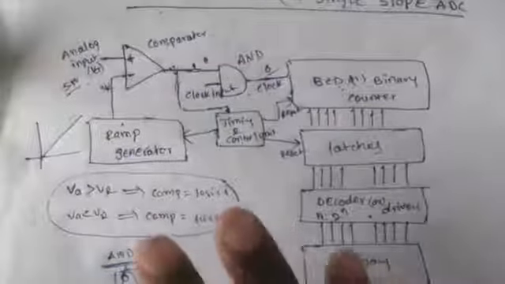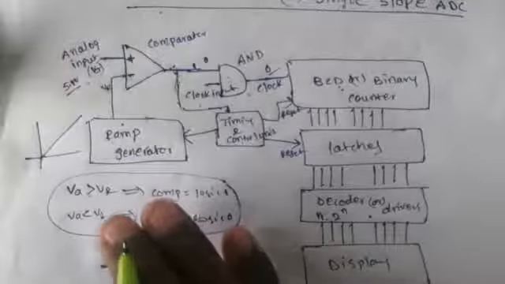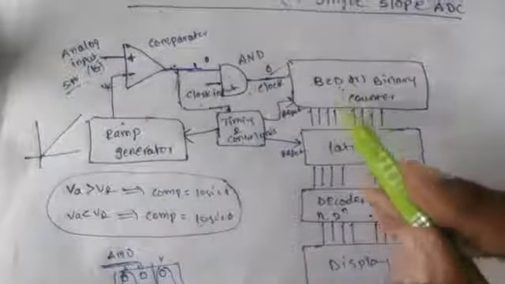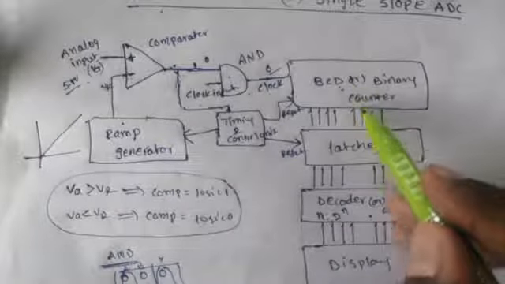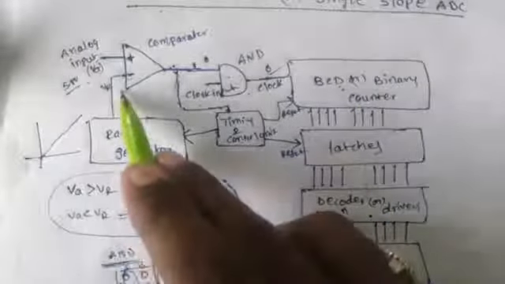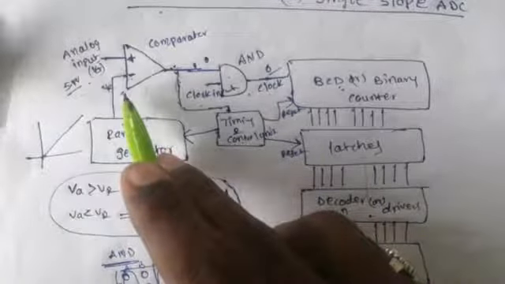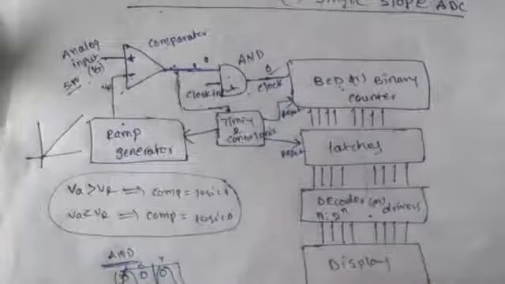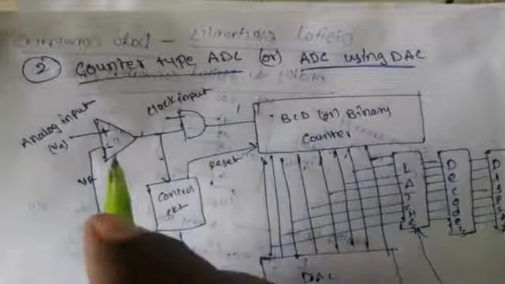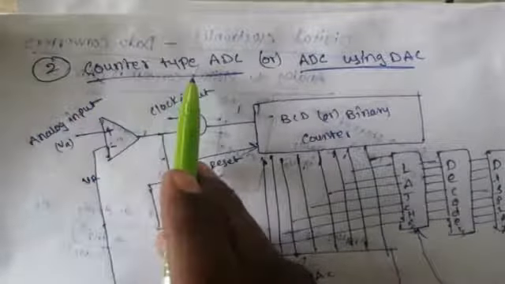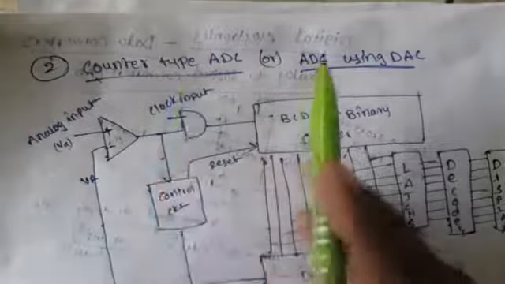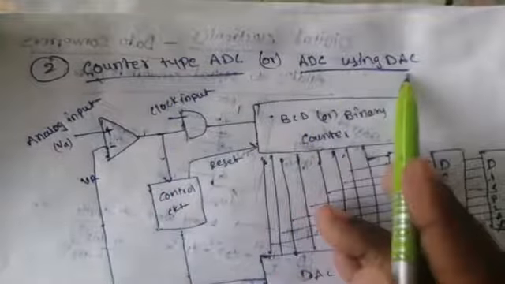So that is why this ramp generator circuit will be replaced, with the binary counted value being directly connected to the reference voltage by using a D to A converter. This modification will be done next. Now in this case we will discuss the counter type ADC, or ADC using D to A converters.